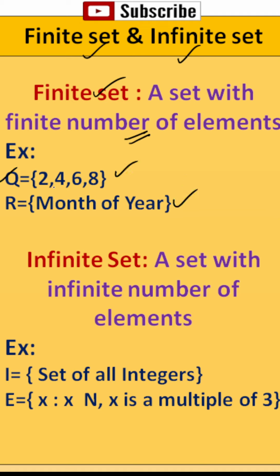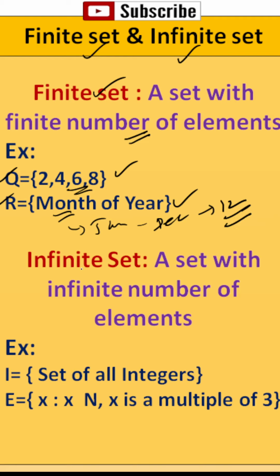Q is a set consisting of the numbers 2, 4, 6, 8, and R is a set consisting of the months of the year. These two are examples of finite sets. Because Q consists of only 4 elements, it is very finite, so it is a finite set. The second one, the months of the year, January to December. There are only 12 months in a year, so this is a finite set.